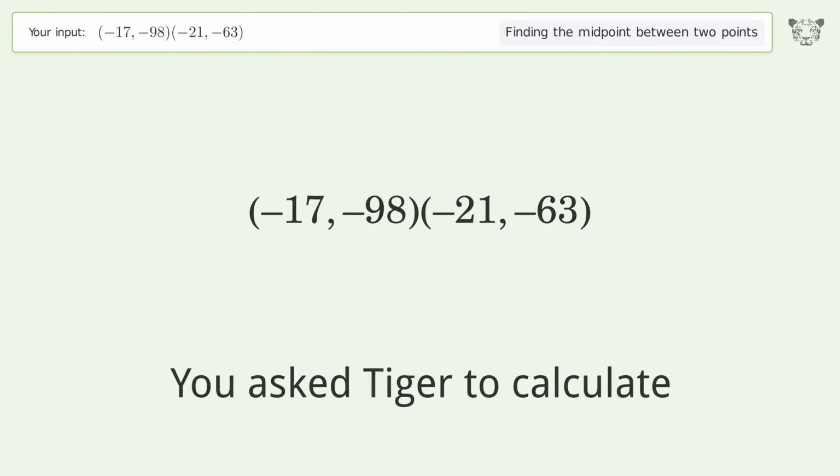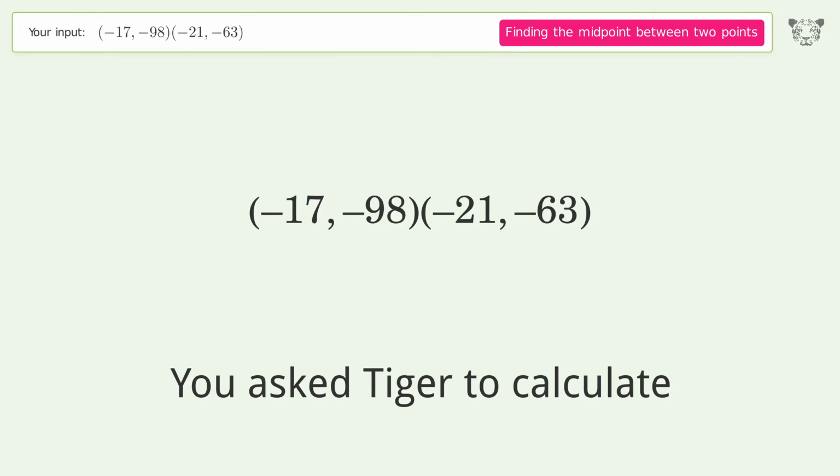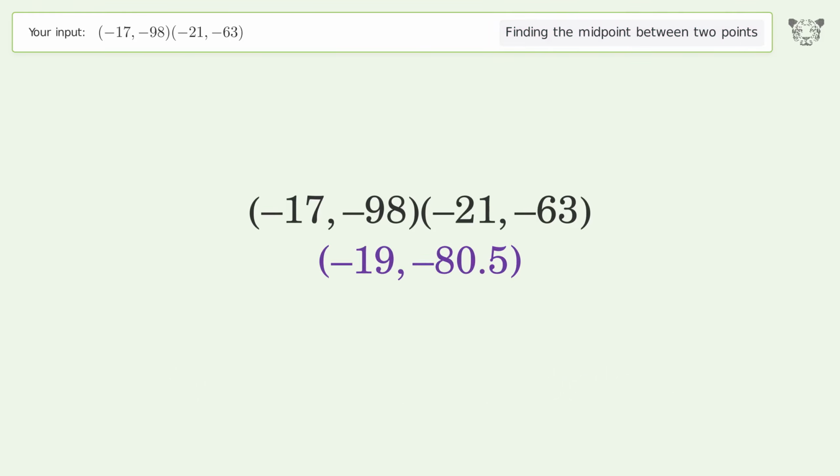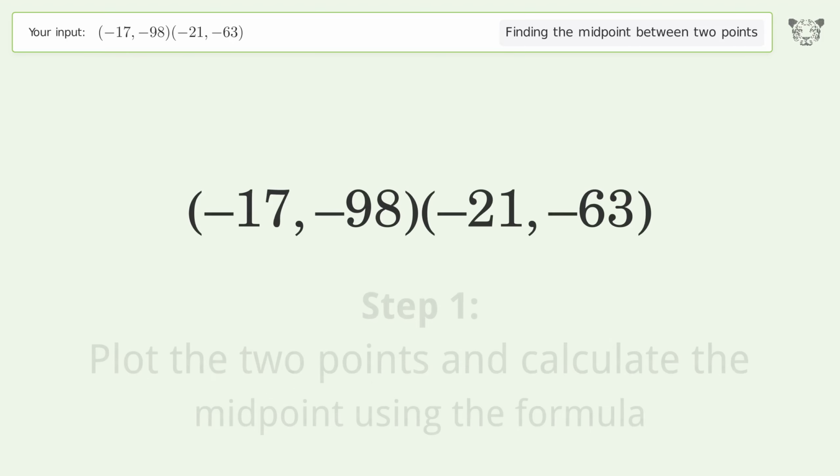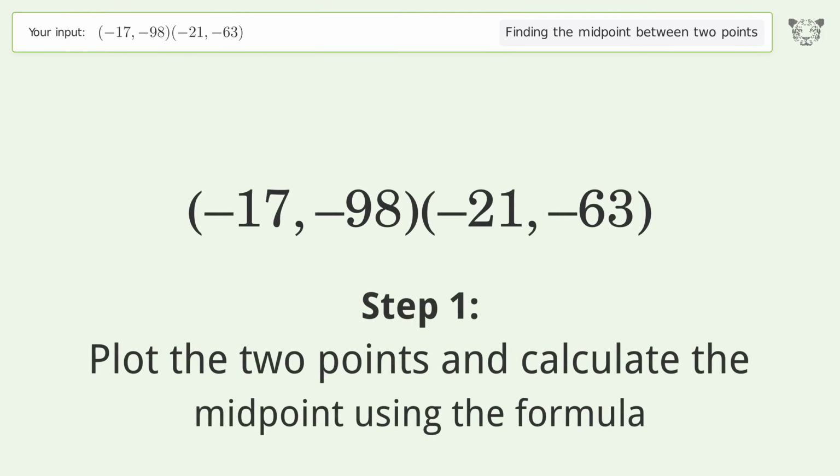You ask Tiger to calculate. This deals with finding the midpoint between 2 points. The midpoint between the 2 points is -19, -80.5. Let's solve it step by step. Plot the 2 points and calculate the midpoint using the formula.